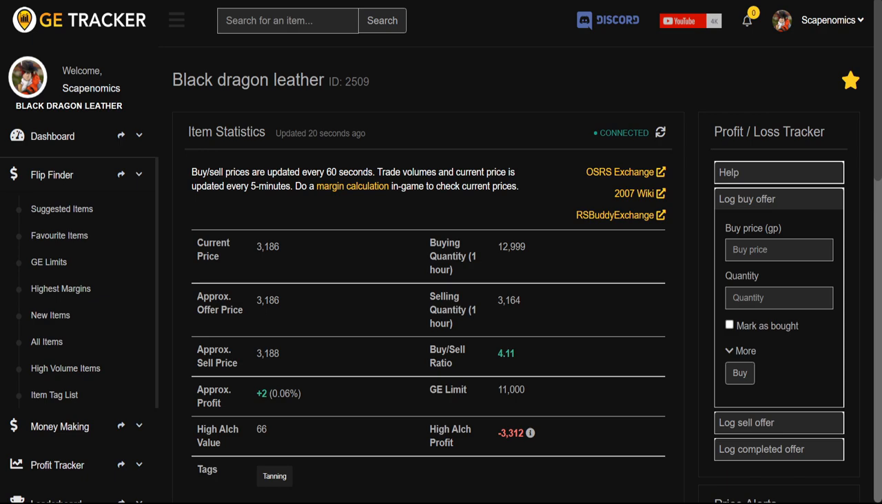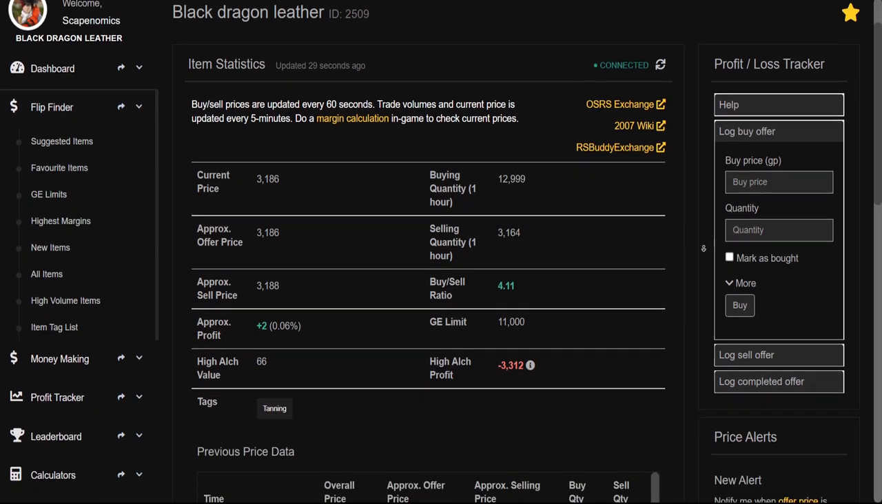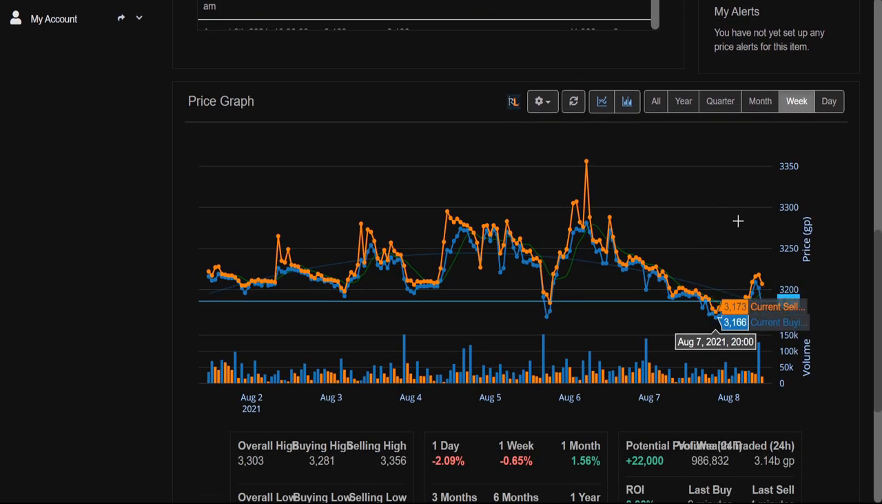Next up, we have the black dragon leather. This flips very similarly to the green dragon leather, but fluctuates in price a bit more. So there is actually opportunity to make more money with the black dragon leather because of the larger fluctuations, but it's a little bit less consistent.